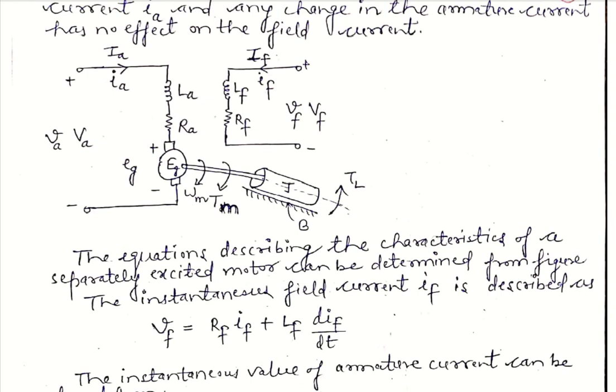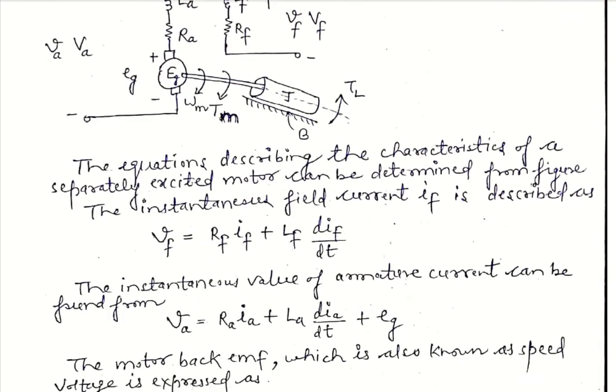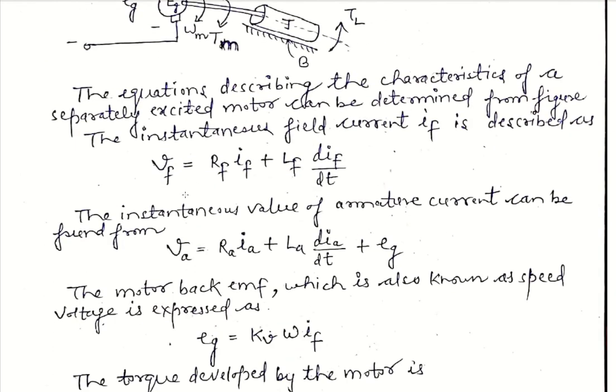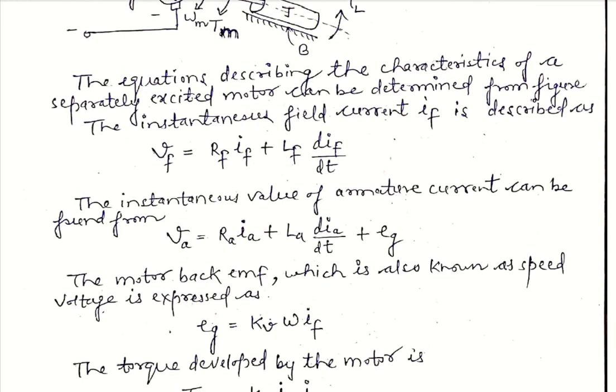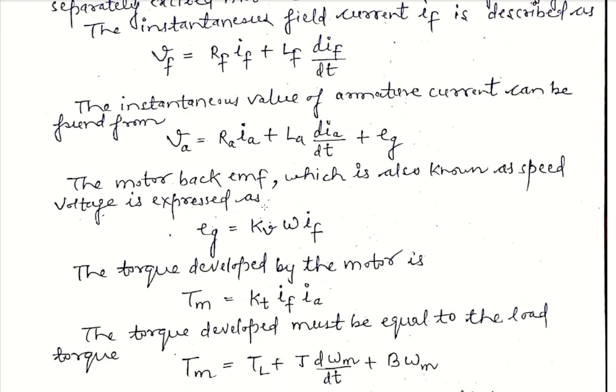This is the field current expression, and for the armature current we write the expression VA equals IA RA plus LA dIA by dt plus EG. EG is basically the back EMF, also known as the speed voltage. Why is it called a speed voltage? Because it depends on the speed. EG equals KV, the voltage constant, times omega times IF, speed and field current.